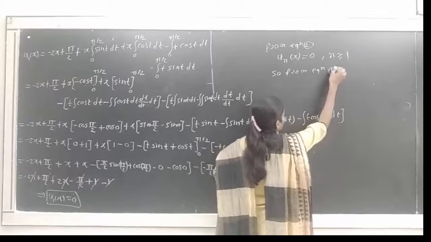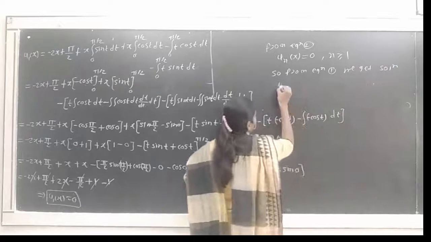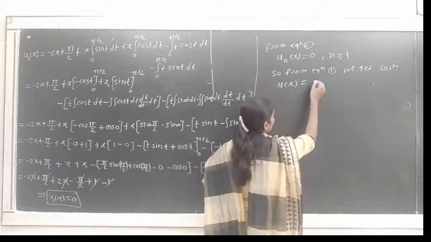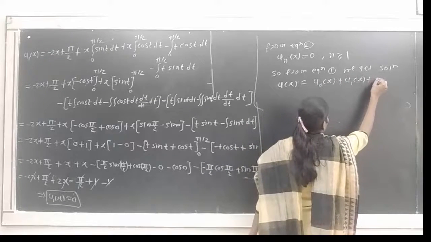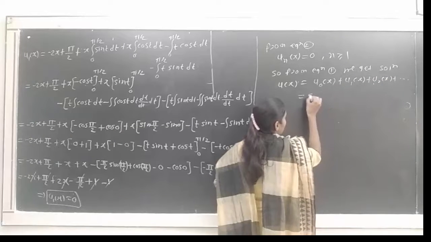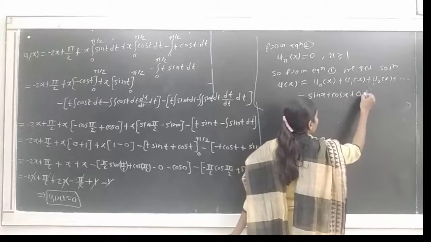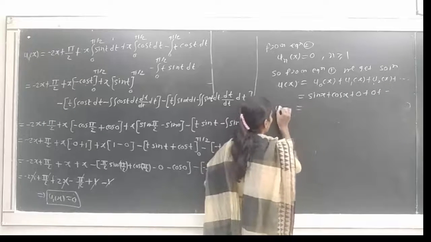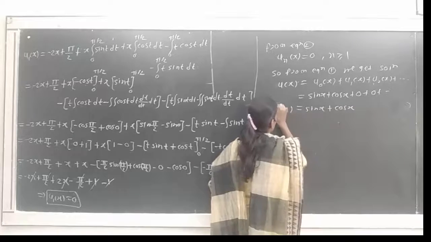So from equation number 1 we get the solution. u of x, the solution of the given integral equation, is u of x is equal to u0 of x, we consider u1 of x, addition of all these components, plus u2 of x plus up to so on. u0 of x is equal to, we get sin x plus cos x, u1 of x will be 0 plus all other components we have to get 0. Okay, so we get u of x is equal to sin x plus cos x be the solution of the given integral equation.